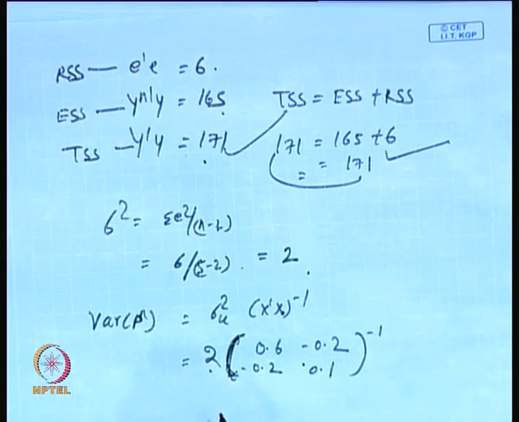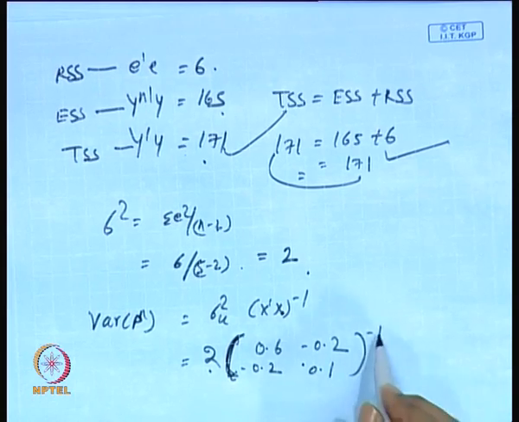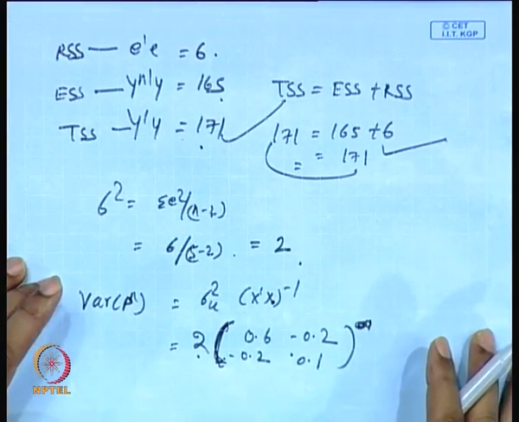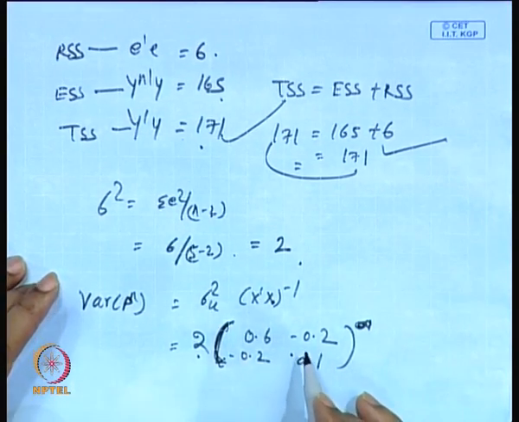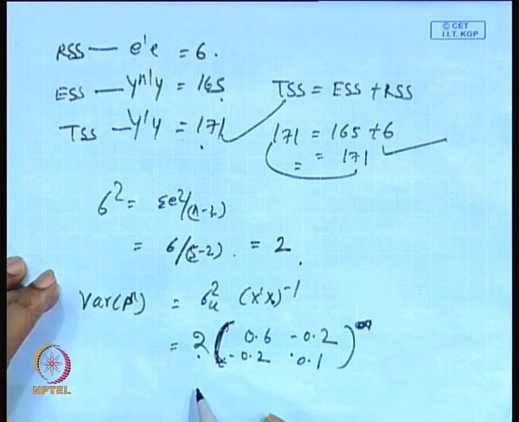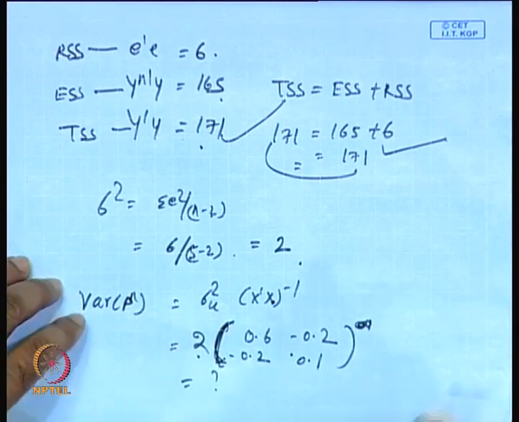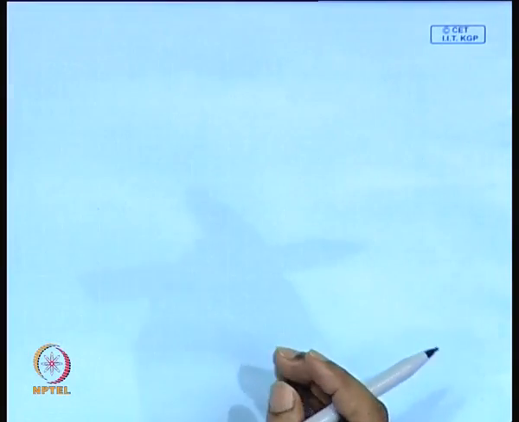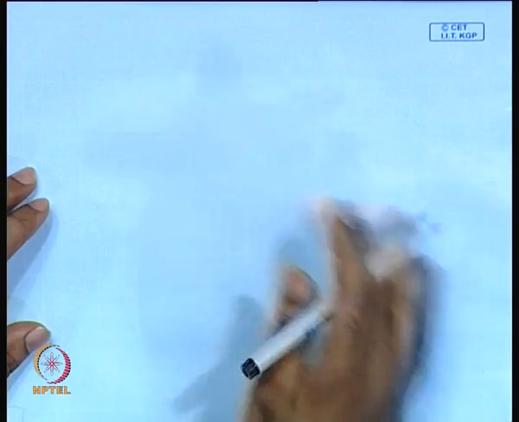Now accordingly, this is in fact a transpose, so there is no point writing it here again: x transpose x inverse into x transpose y. Variance of beta head equals sigma square x transpose x inverse. Now we have to calculate this value, which is nothing but 2. So this is how the variance of beta head has to be calculated. Now this is one part of the story.